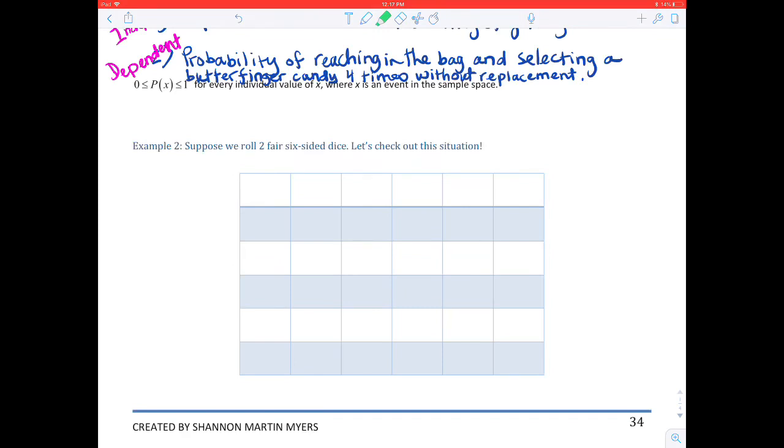And here we go. 0 has to be less than or equal to the probability of each event in the sample space, which has to be less than or equal to 1, for each value of x. Actually, where x is your random variable, your event of interest, if you will. Okay, so let's take a look at what we have going on, all right?